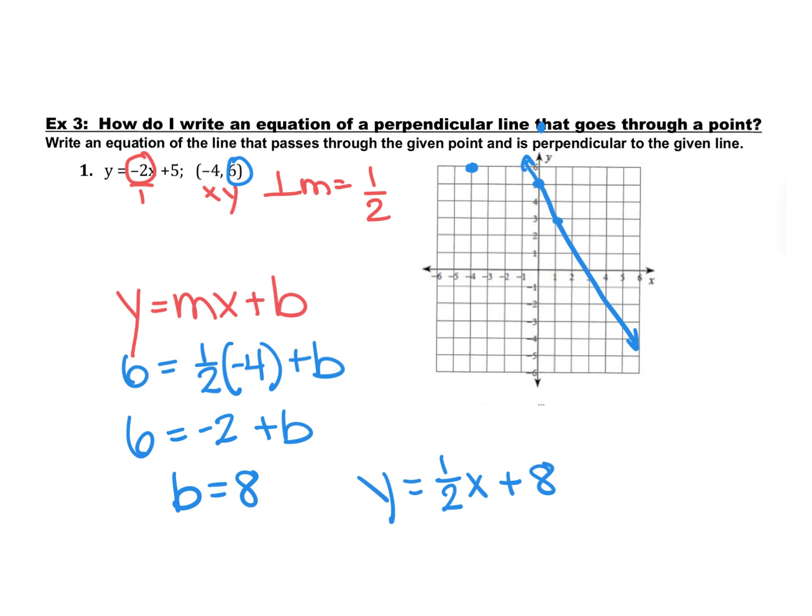And I would go up 1 over 2, or I could go down 1, down 2, or over 2 to the left. And notice then how we're going to have a perpendicular line that goes through that point, negative 4, 6.